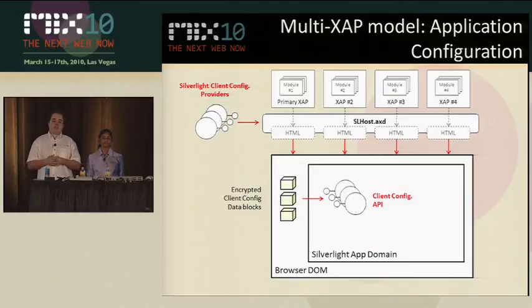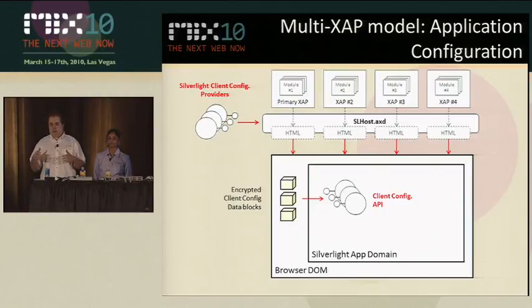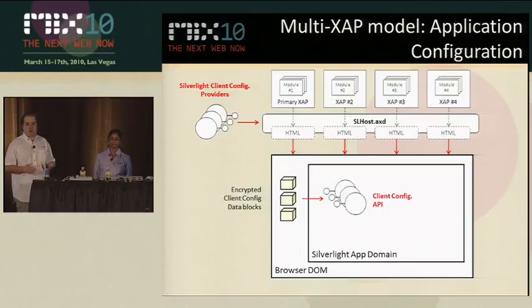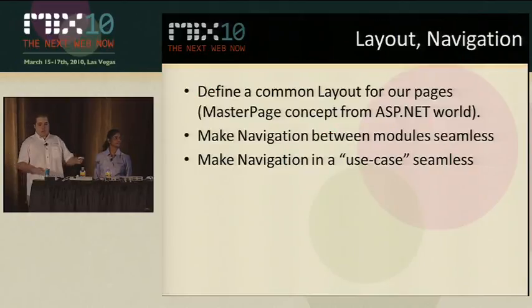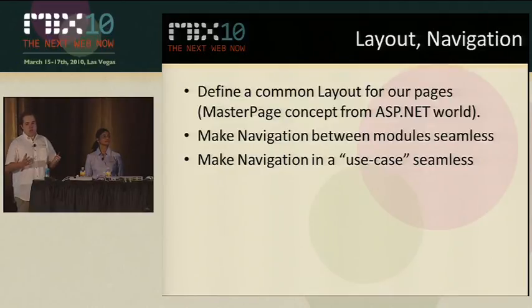Correspondingly, we wrote a Silverlight client API that is exactly the way you write that object, you can read that object back. So now we are able to keep building up encrypted client config data blocks that can be read before the Silverlight plugin is even loaded up. Once the Silverlight plugin is loaded up, it can get that information and start making web service calls.